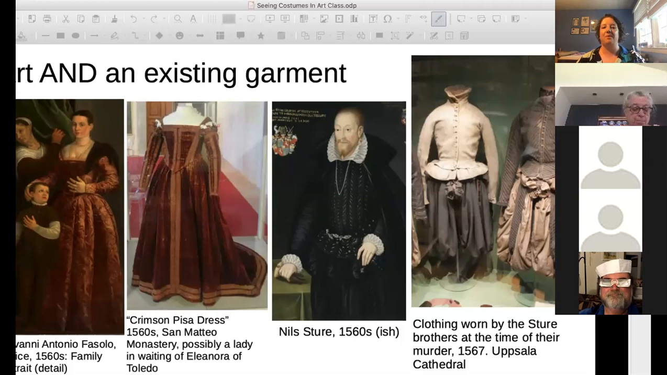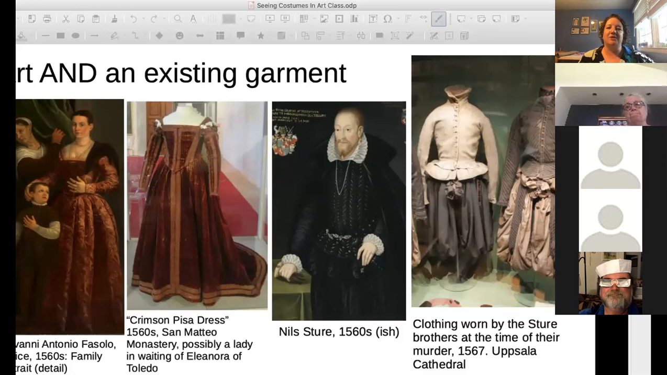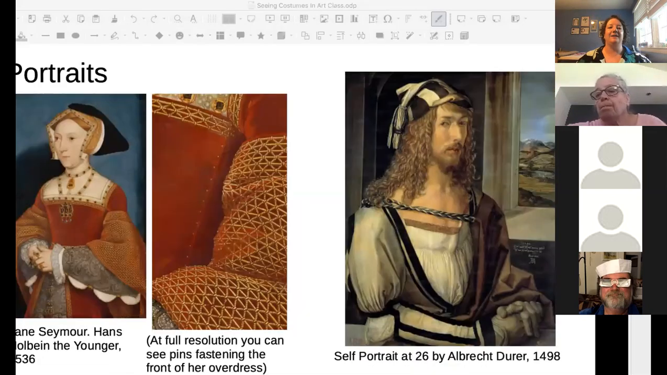So this is a portrait of Nils Stuer from 1560-ish. And then we've got the clothing that the Stuer brothers were in when they were murdered. And then we have the patterns that Janet Arnold took off those clothes. So if you can get sort of a wham, bam, bam, bam, bam like that, awesome. That is, as someone trying to remake historic clothing, what you want. Art to trust: portraits done by well-known artists are often trustworthy.